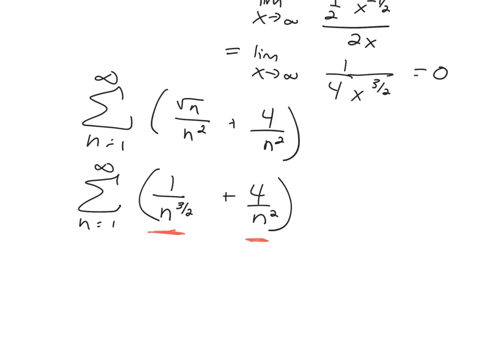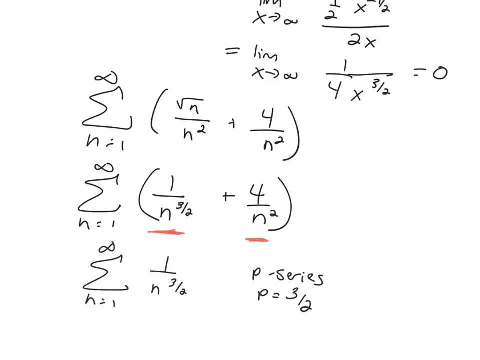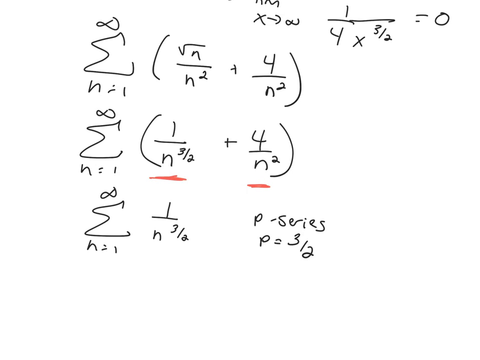Look at the first one. What kind of series is that? It's a p-series. The second one, what type of series is that? It's also a p-series. So all I have to do is look at each individual p-series and see what happens. Let's look at the first one, 1 over n to the 3/2. We said this is a p-series. What's my value of p? 3/2. So does it converge or diverge? Converges. Anytime p is greater than 1, it converges.